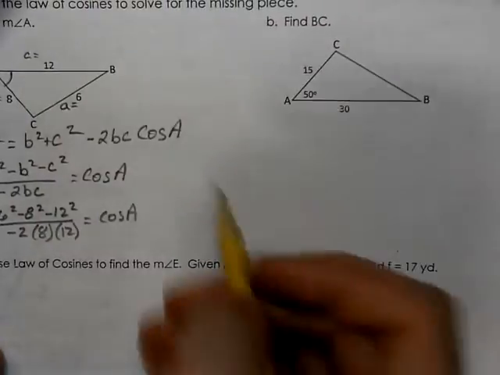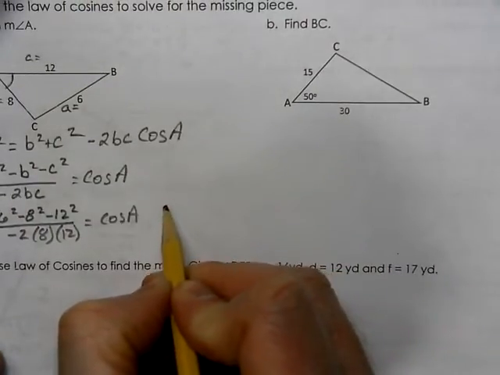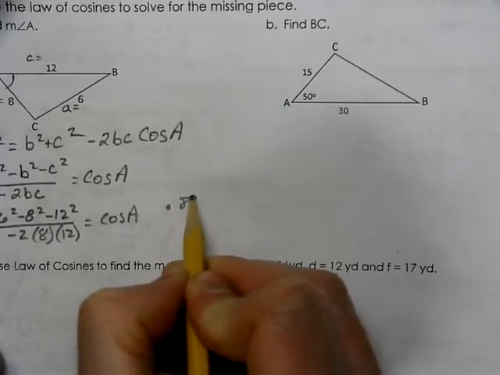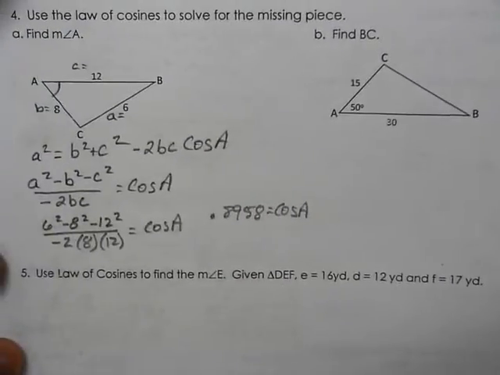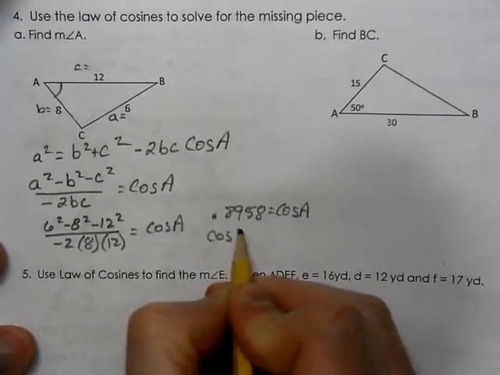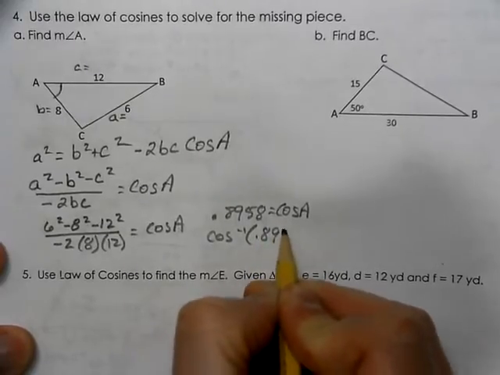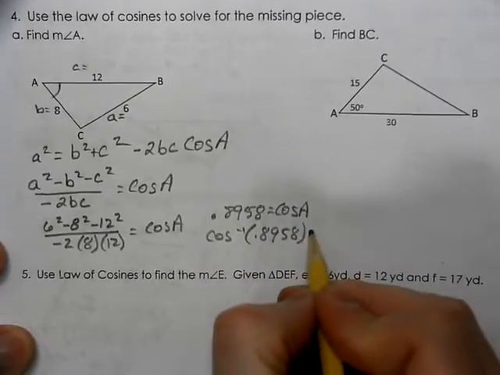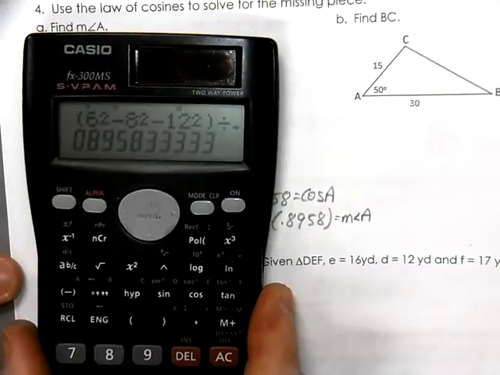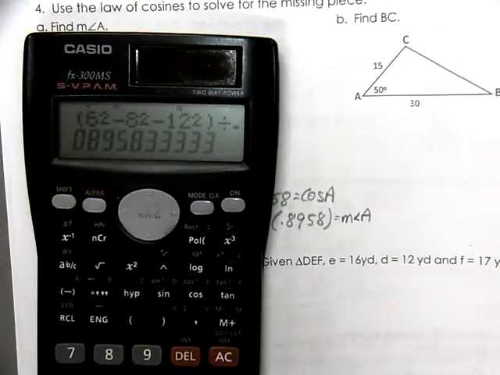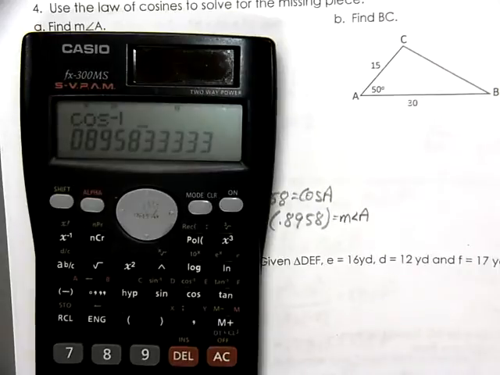0.8958. So 0.8958 equals the cosine of A. Now to get the A by itself, we need to use cosine inverse. And that's going to equal the measurement of angle A. But when we come over here to our calculator, we're going to keep the full value on your calculator, hit second cosine. We'll use the answer button, cosine inverse of the answer, and that comes out to be 26.38.